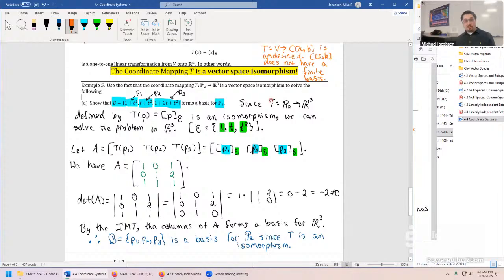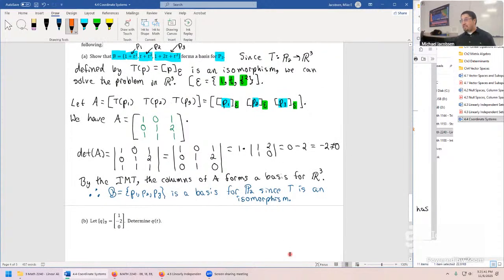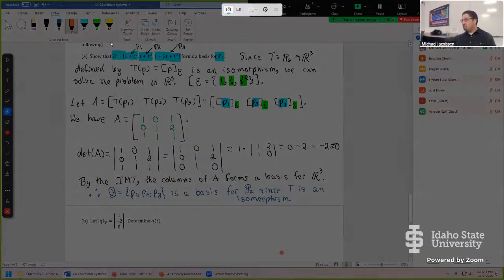We'll try out a couple more problems just for the sake of extra practice, dealing with coordinate mappings as well, and looking into the isomorphism one more time. Here's the next problem we're going to take a look into. We need to recall what the original basis was, so let me copy this down as a quick screenshot.